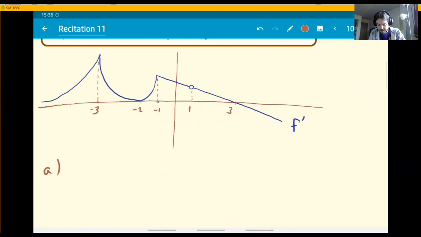So what do we do? Look at where f prime is positive. That's going to be an interval of increase. So in this case, f prime is positive everywhere until the number minus 2.